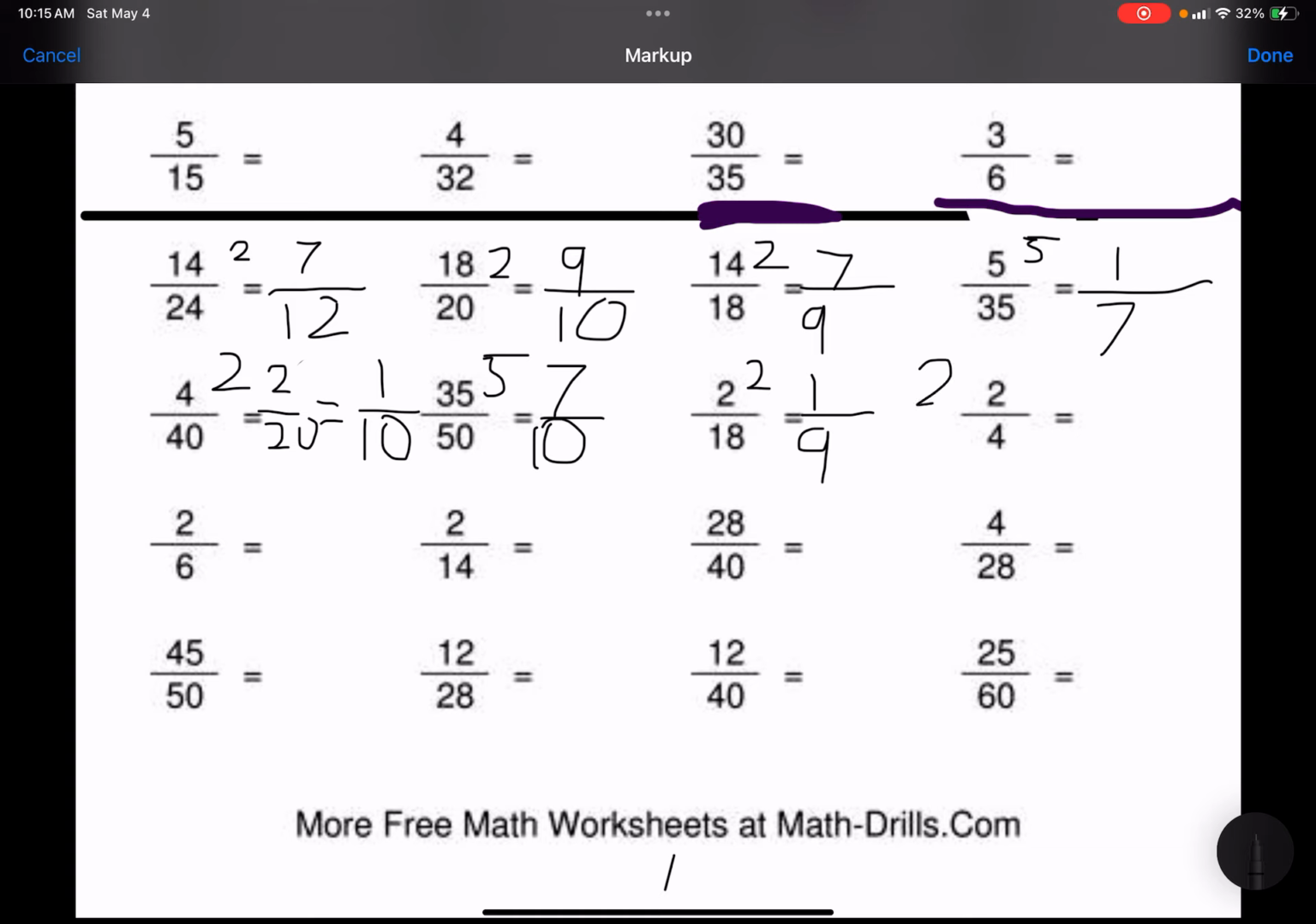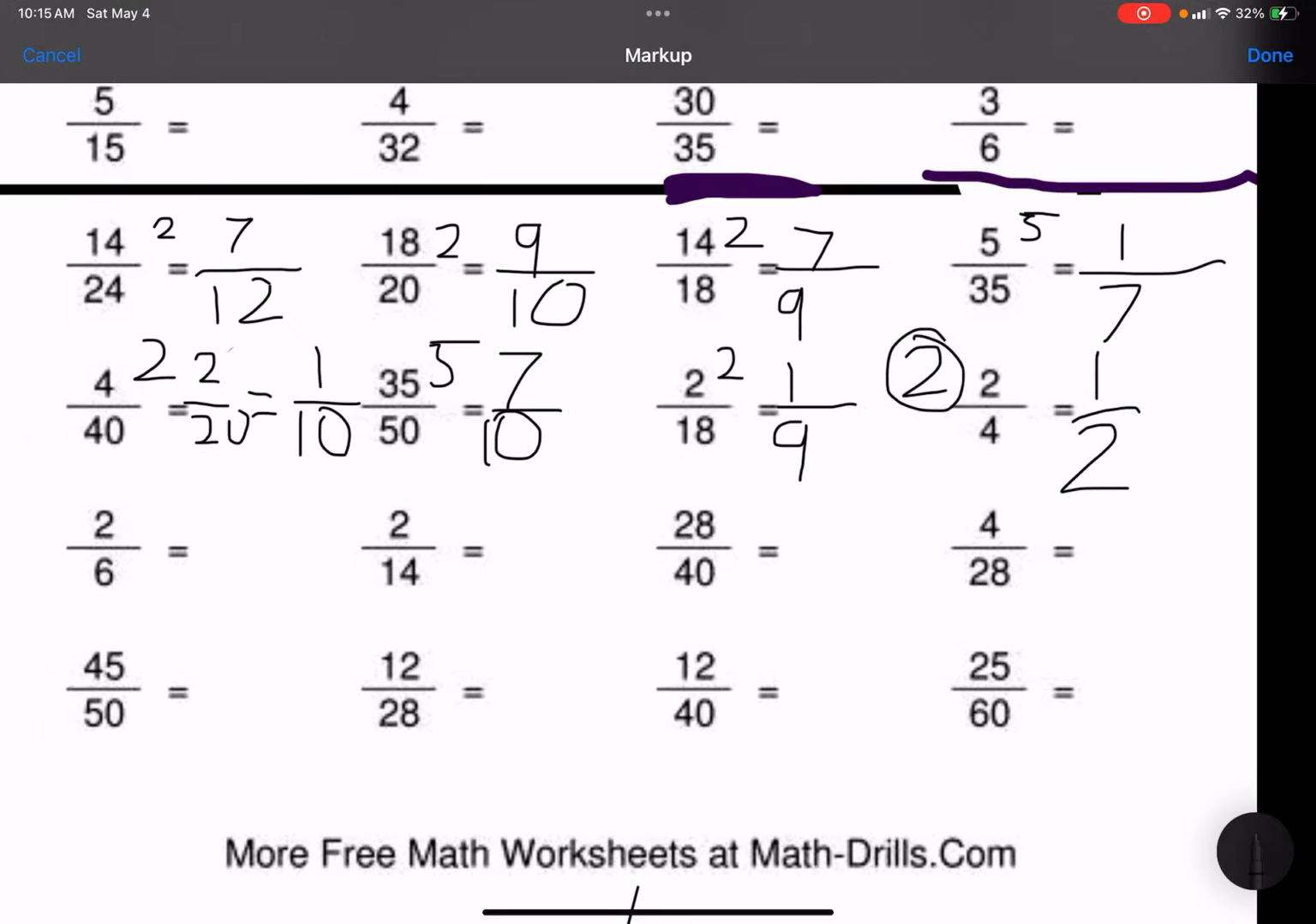Now we're going to do this 2 times. 2 divided by 2 is 1. And then 4 divided by 2 is 2. So it's a half. You see what I'm doing over here.